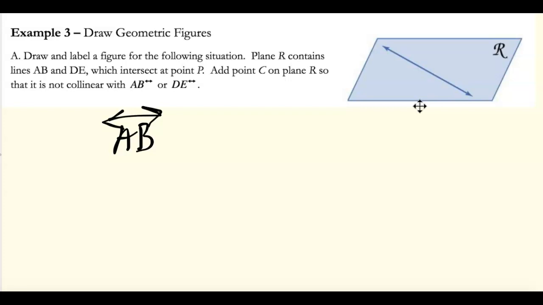So if we drew, let's make this line AB, and we are going to draw a line DE, and we intersect at point P. That's that point there. Add a point on the plane so that it is non-collinear with any of those points. So we would just label it off to the side and call that point C.